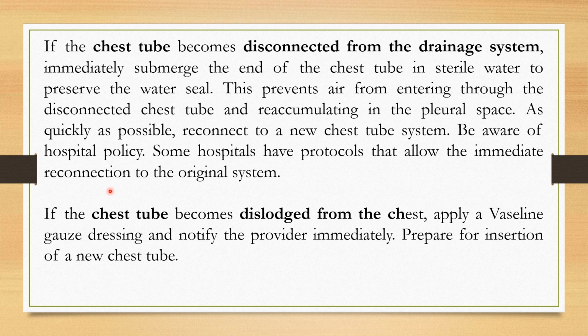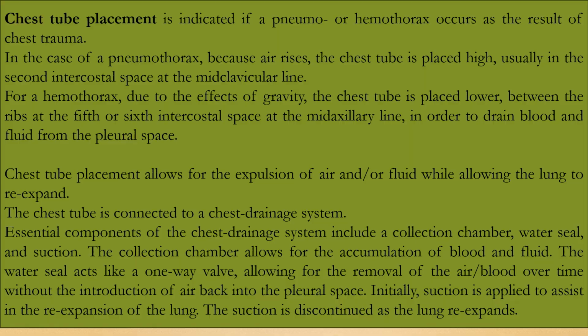The next point is, if the chest tube becomes dislodged from the chest, at that time apply a Vaseline gauze dressing and notify the provider immediately. Prepare for insertion of a new chest tube. Chest tube placement is indicated if a pneumothorax or hemothorax occurs as a result of chest trauma.